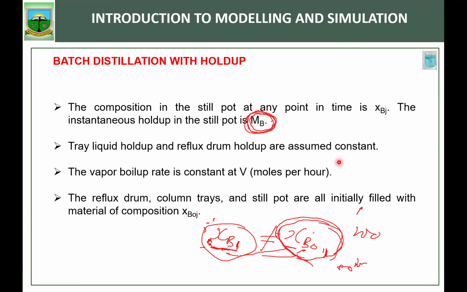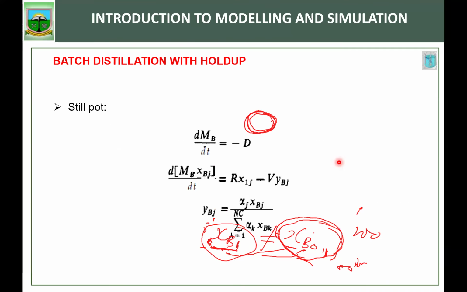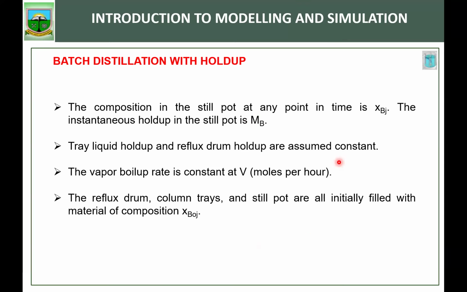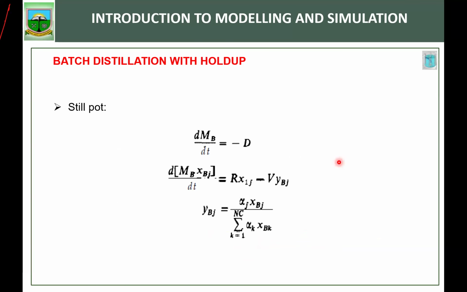You get it? Yes. So now, our objective is to write the mass balance for this system. How do we go about this? So the first thing to do is to consider the still pot.